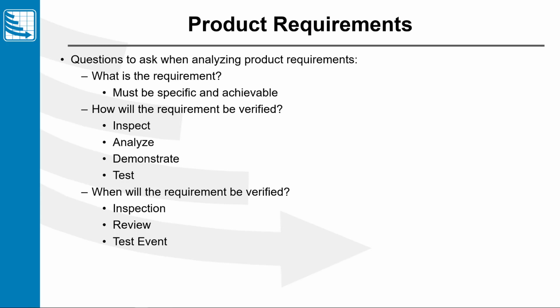They've got to be specific and achievable. We have to know how we're going to verify them, and we have to know when we're going to verify them. And we don't just want to know this, we want to put it on paper. If we don't put it on paper, how are we or our other team members or even the customer or the provider going to know what is going on? We want there to be as little confusion as possible. Everybody should know what the requirement is, how it's going to be verified, and when it's going to be verified.